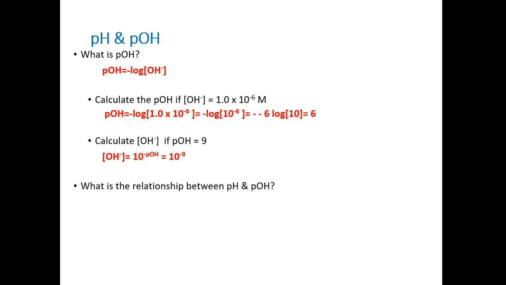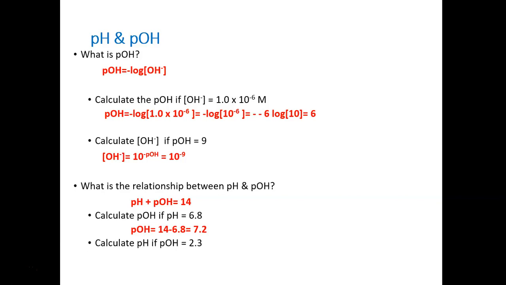Now, you might remember from 8th grade that pH and pOH have a relationship. pH plus pOH equals 14. So if the pH is 6.8, the pOH is 7.2. And to get that, I just take 14 minus 6.8. If the pOH is 2.3, the pH is 11.7.